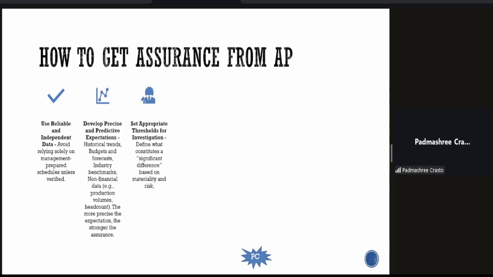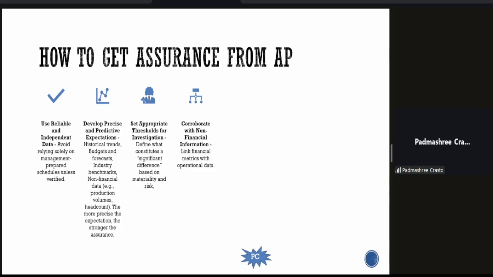Set appropriate thresholds for the purpose of investigation. Always define what is a significant difference based on materiality as well as risk. So if you are saying 3%, why 3%? Why not 4, 1 or 2? If you're saying 5%, write down the rationale for that 5%. So appropriate threshold setting is very, very important to get any kind of assurance from SAP. Corroborate not only with financial data, but also with non-financial information.